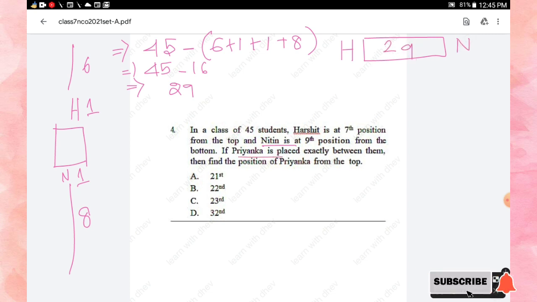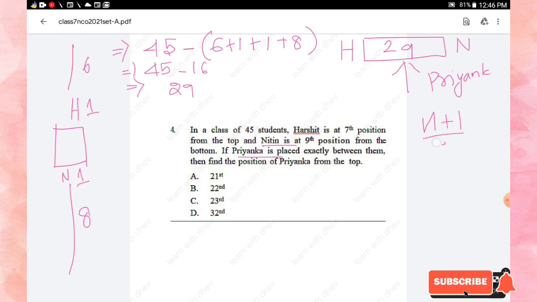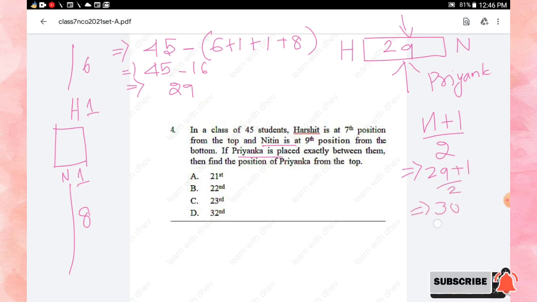So if Priyanka is placed exactly between them, then find the position of Priyanka from the top. So now we'll find out within these 29 students, what is the position of Priyanka, right? Exactly between means, we have one formula to find the median of a number, that is n plus 1 by 2. So n means number of terms. So how many terms are there, which means how many students are there? 29. So 29 plus 1 divided by 2, which gives 30 by 2 equal to 15.